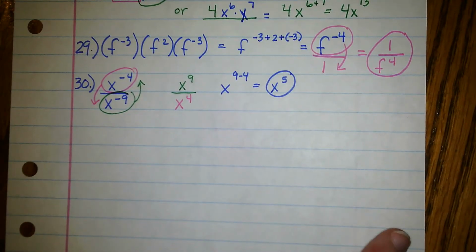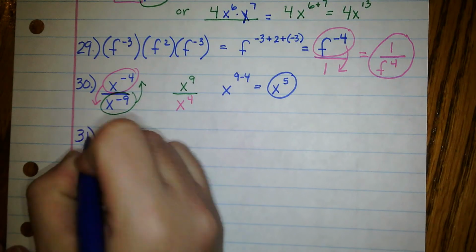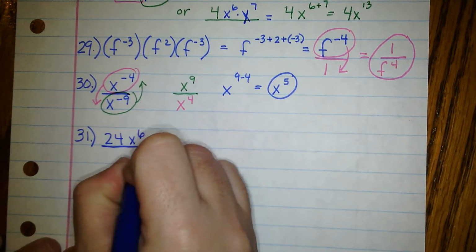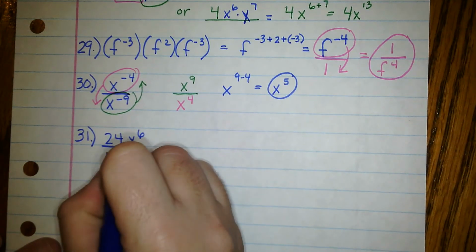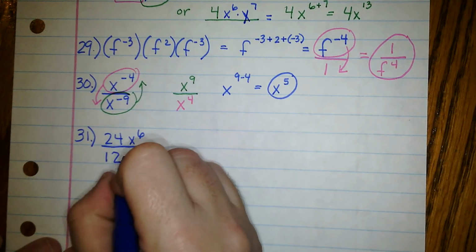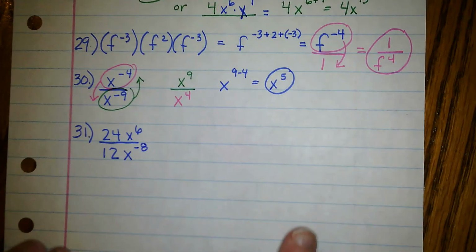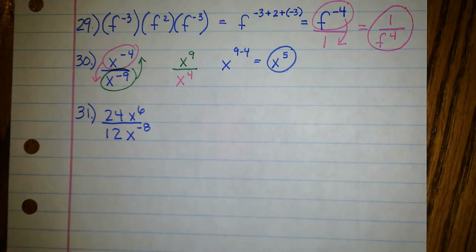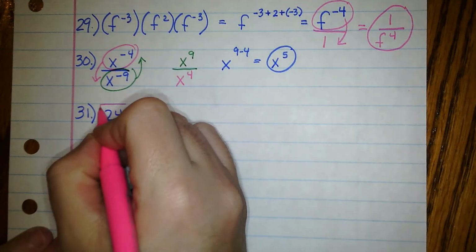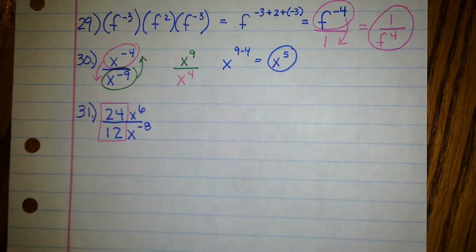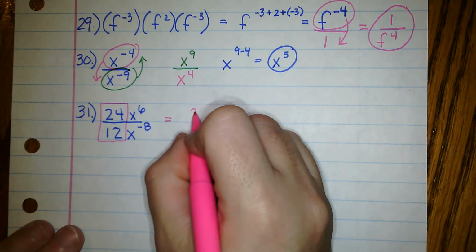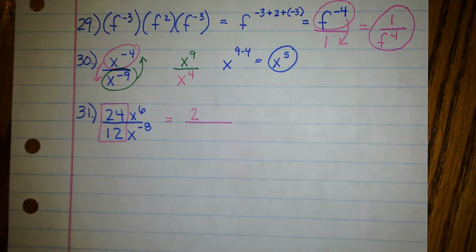Number 31. We've got 24x to the 6th over 12x to the negative 8. So this one is a fraction. This one looks very much like 28, actually. What we're going to do is tackle this fraction first by reducing it. When I reduce 24 over 12 right away, I'm going to get 2. And that's a numerator because it's a whole number 2.